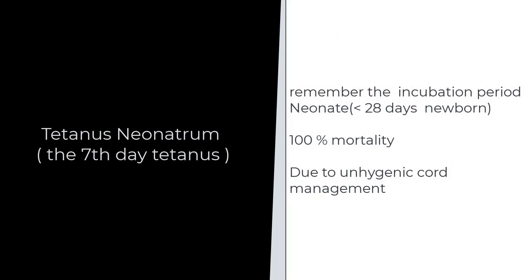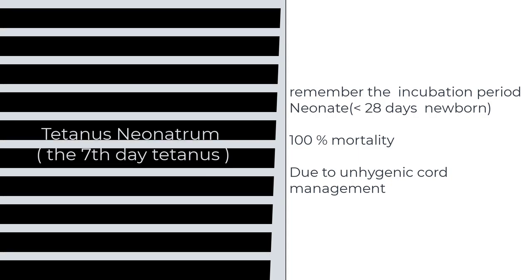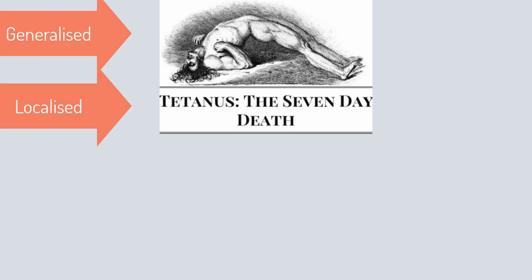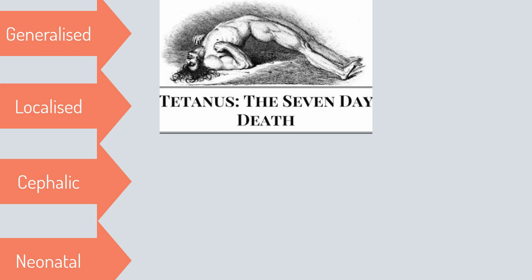The next condition which is common is tetanus neonatorum or seventh day tetanus or neonatal tetanus, in which the tetanus occurs in neonates. The spread is through the umbilical cord and it carries very high, nearly about 100% mortality. So to sum up, generalized is the most common one, localized is the less severe one, cephalic involves the facial nerve muscles, and the neonatal one occurs in neonates and has a high rate of mortality. The bulbar tetanus is a highly fatal one.